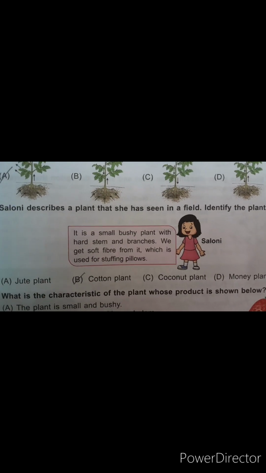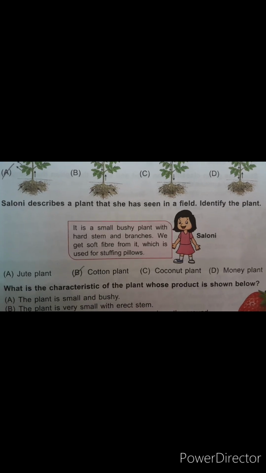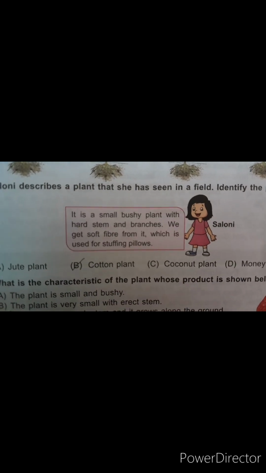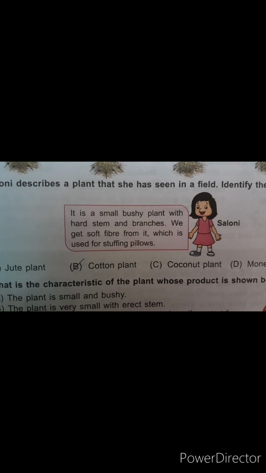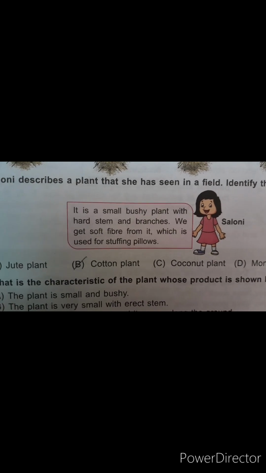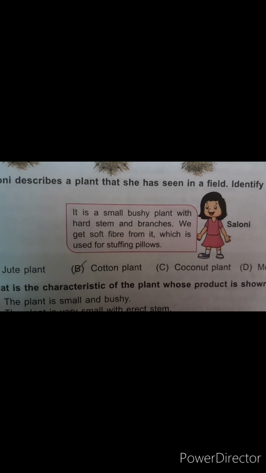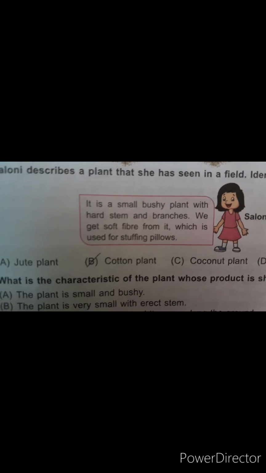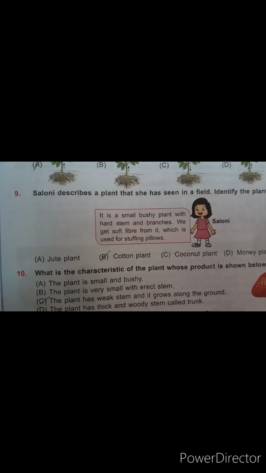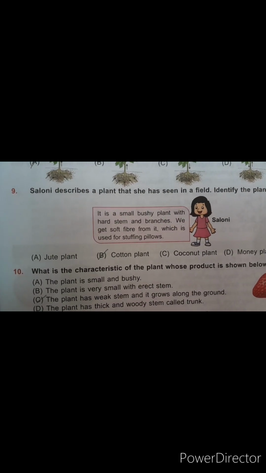Rooney describes a plant that she has seen in the field. Identify the plant. In the box, it is a small bushy plant with hard stem and branches. We get soft fiber from it which is used for stuffing pillows. So we can easily identify the answer as cotton plant.